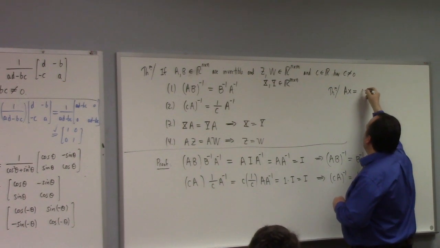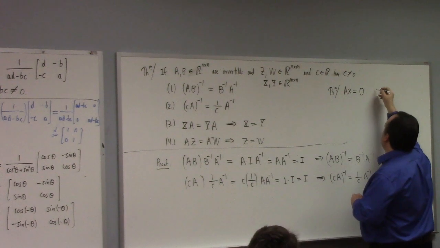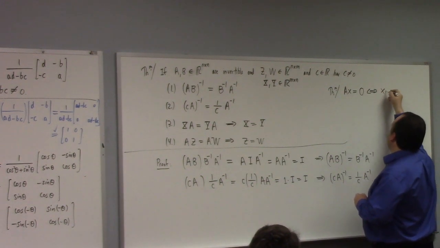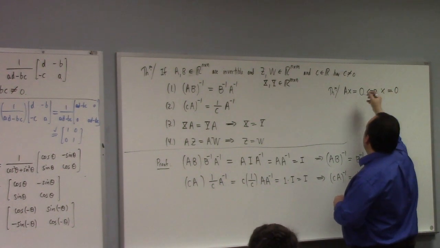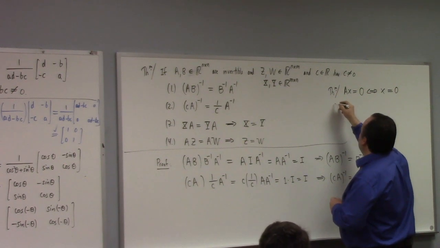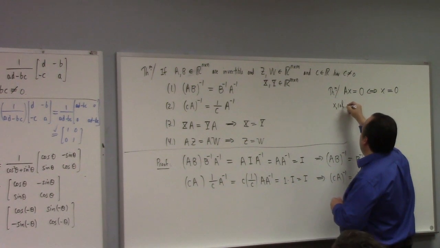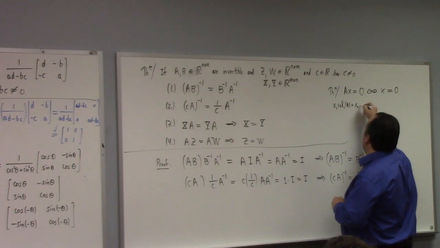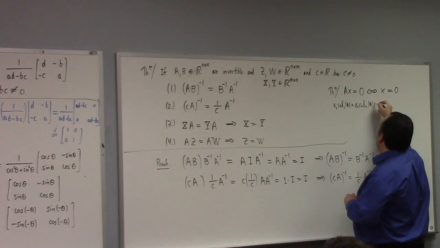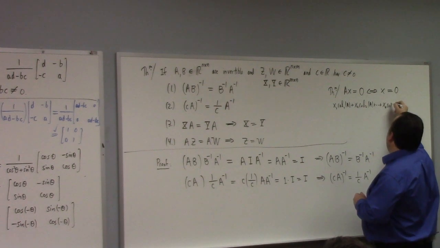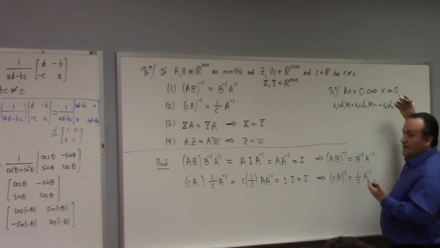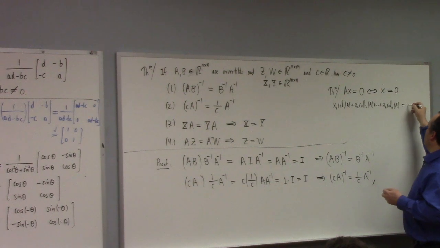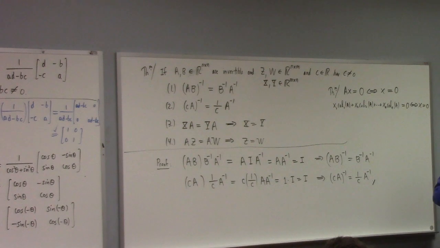Ax equals 0 if and only if x equals 0 is really saying what? This is the same as x1 column 1 of A plus x2 column 2 of A plus ... plus xn column n of A. So here I'm talking about an n by n matrix, okay? Equals 0 if and only if x equals 0. So what does that mean in terms of what we talked about last class?